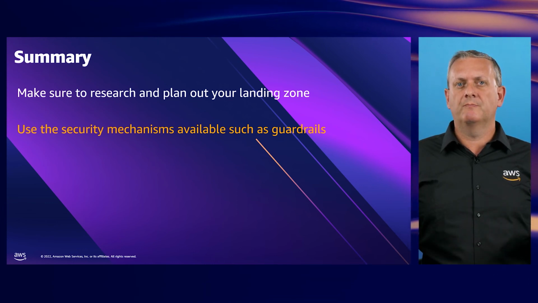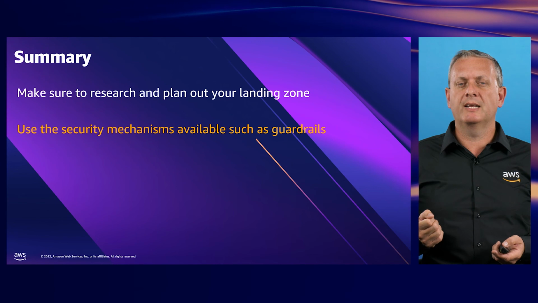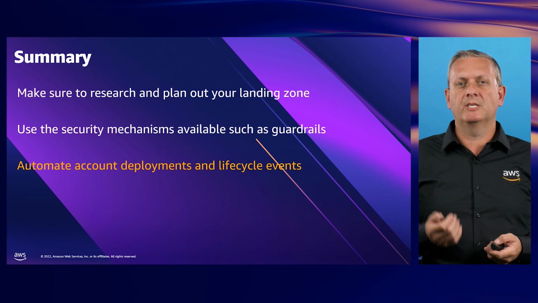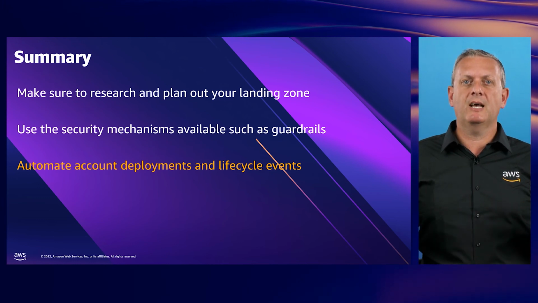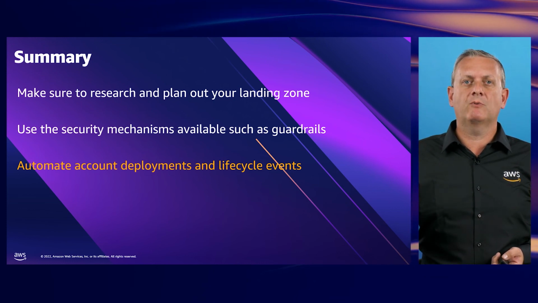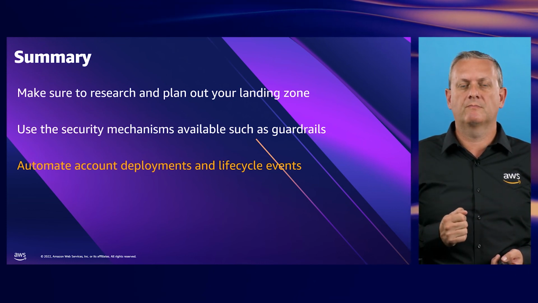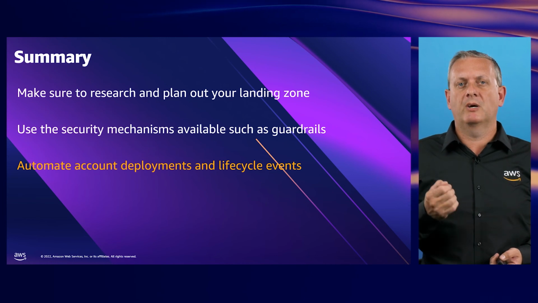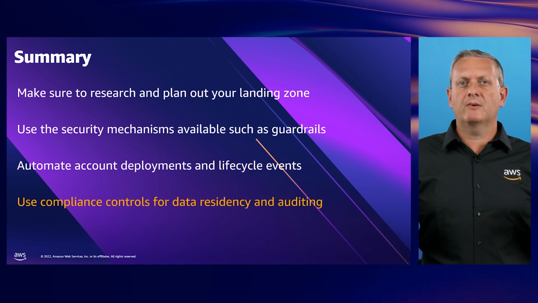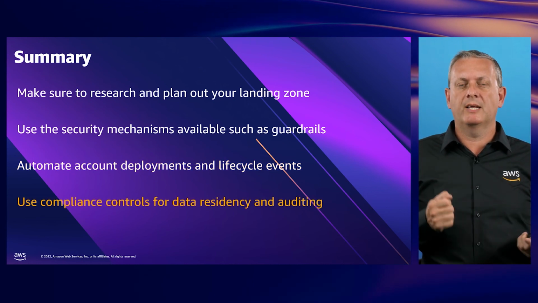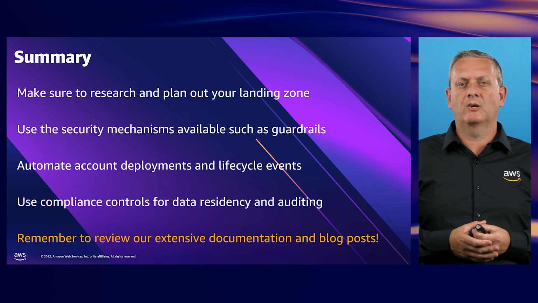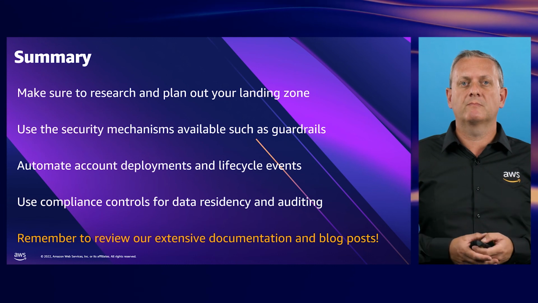Examine the guardrails available and decide what makes sense for particular OUs and AWS accounts. Automate account deployments using the account factory and provide self-service account provisioning to staff. Remember, you can use Lifecycle Events as triggers via CloudWatch events to provide further customisations. Look at deploying the customization framework solution. Use the new data residency and region deny controls for regulated environments. And review our available best practice guidance and documentation, including recent blog posts.